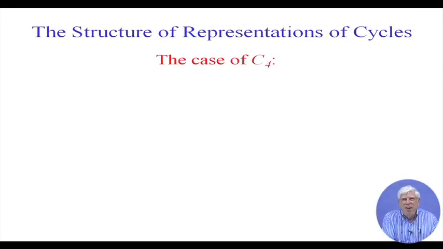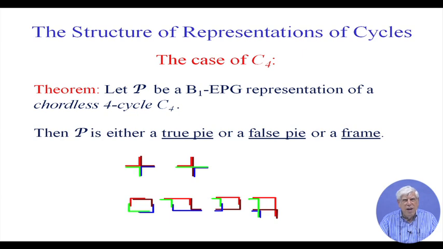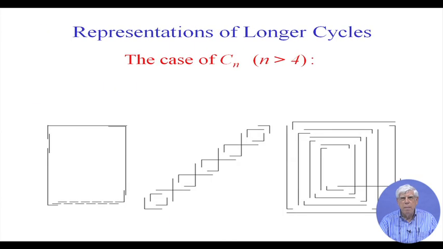The structure of cycles is, in fact, well understood now. If you have a representation of a 4-cycle, there are only these ways of doing it, either as a true pi or a false pi or a frame. No other representation is possible. For larger cycles, all kinds of things can happen.